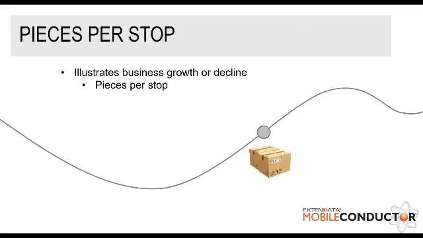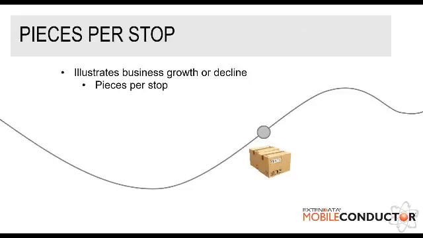So our next topic is pieces per stop. And again, in a lot of environments, we're already tracking the number of pieces that are on a particular delivery invoice or delivery ticket. So utilizing that data to measure various aspects of your business is what we're talking about here. And understanding pieces per stop can help you understand if there's business growth or decline.